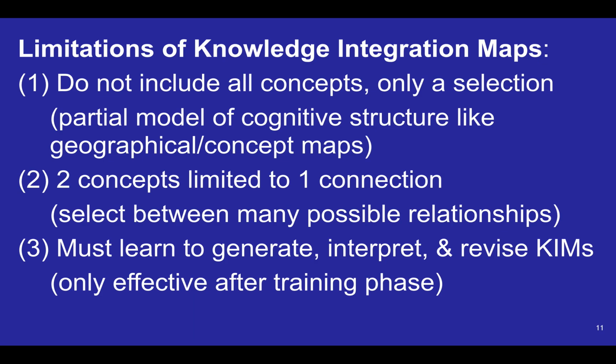There are a number of limitations of KIMs. First, they do not include all concepts, only a selection. As a result, it's a partial model of cognitive structure, not a full one. This is similar to geographical or concept maps, which don't include all data. Second, two concepts are limited to just one connection. As a result, you need to select between many possible relationships between various concepts. Third, you must learn to generate, interpret, and revise KIMs, and they're only effective after the training phase. It's not something that students can do without training.